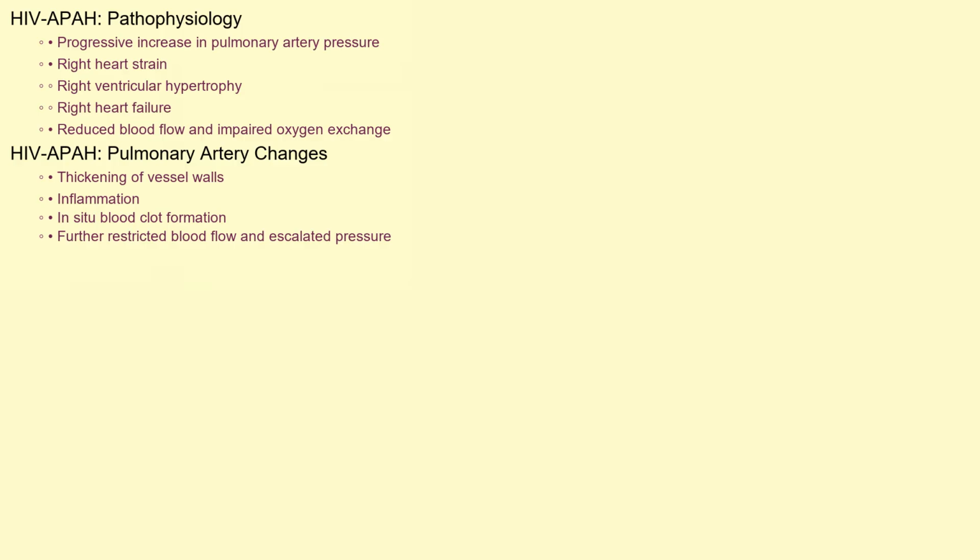HIV-PAH is characterized by a progressive increase in pressure within the pulmonary arteries, the blood vessels that carry blood from the heart to the lungs. This increased pressure puts a strain on the right side of the heart, which has to work harder to pump blood through the constricted vessels. Over time, this can lead to right ventricular hypertrophy, or enlargement of the right ventricle, and eventually right heart failure. The pulmonary arteries themselves undergo significant changes, including thickening of the vessel walls, inflammation, and the formation of blood clots in situ, further restricting blood flow and escalating the pressure. This reduced blood flow impairs oxygen exchange in the lungs, leading to shortness of breath and other debilitating symptoms.